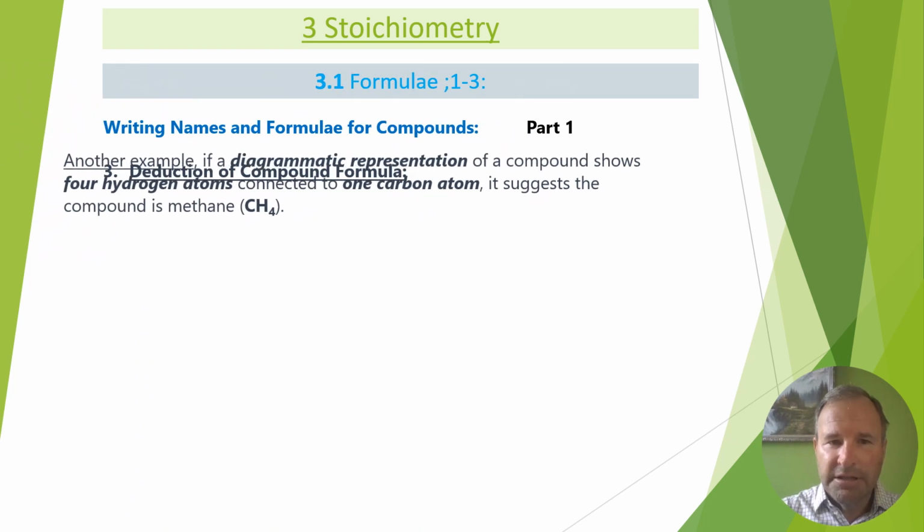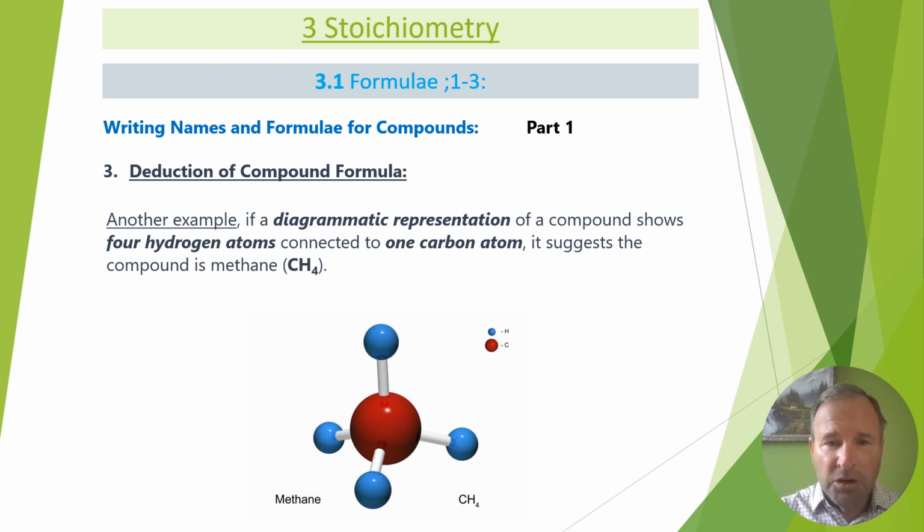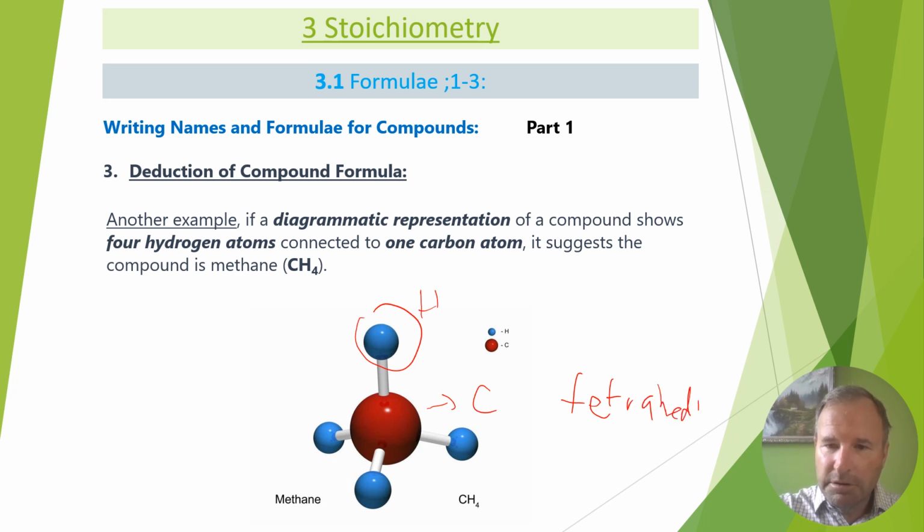Let's have a look at the next one. We've got another example here, deduction of a chemical formula with a model. We've got a nice ball and stick three-dimensional model here of methane. So you can see here these represent hydrogen, and this represents carbon. And you can see it's in this particular structure. We call it a tetrahedral structure for your information. Tetrahedral. CH4, commonly known as methane.